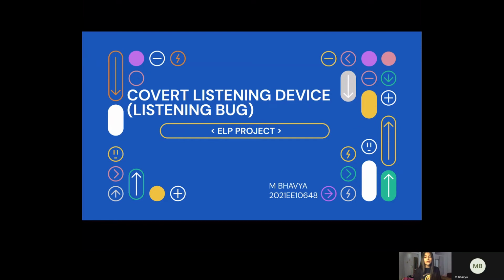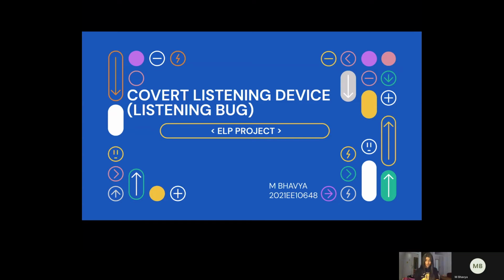Ever since I've started watching spy movies, I've developed a curiosity of how undercover operations are carried out using technology and complex devices. One such device is the listening bug, or the covert listening device, through which one can hear the conversations and sounds from another room or from a very far away place.